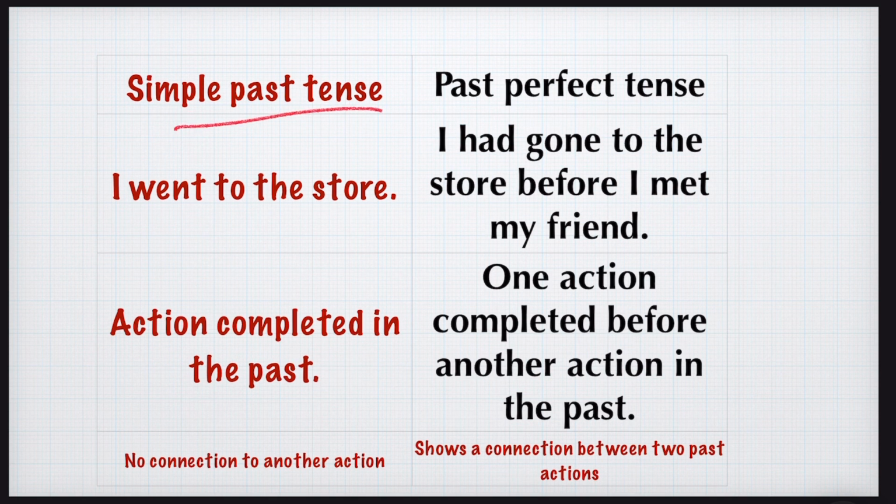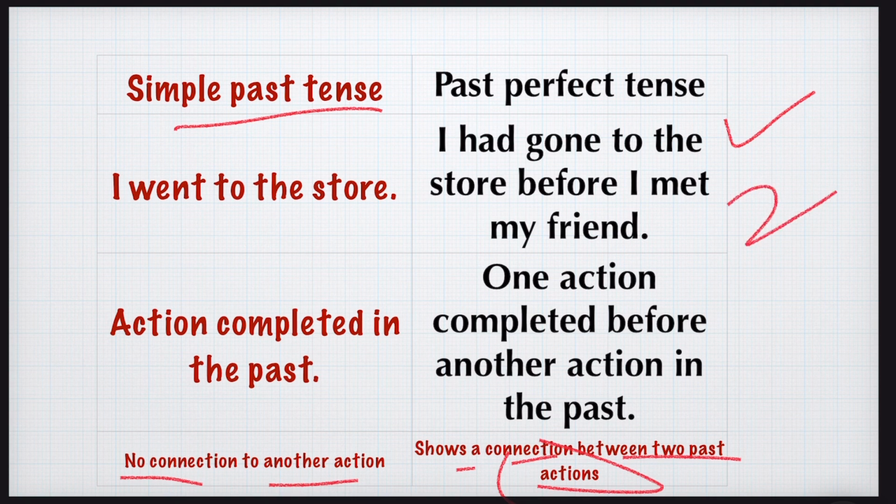In simple past tense, no connection to another action. There is no connection. Only one action, that action completed. But in past perfect tense, it shows a connection between two past actions. One is I had gone to the store and the other is I met my friend.